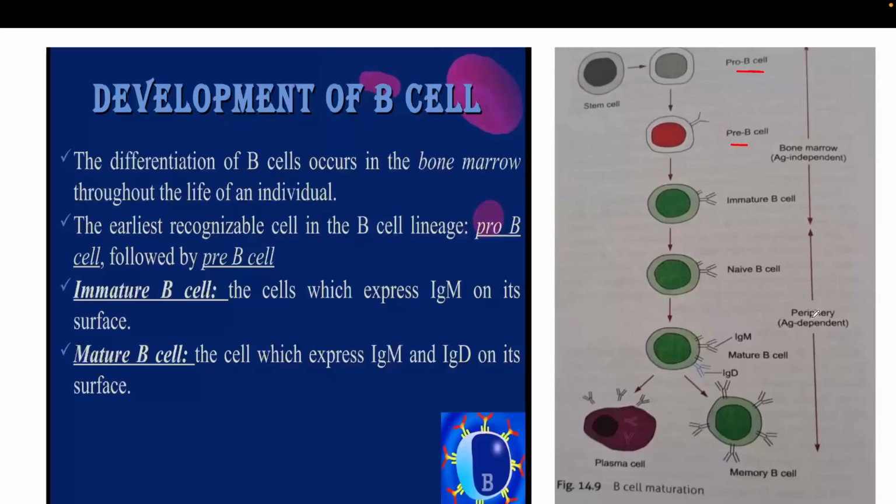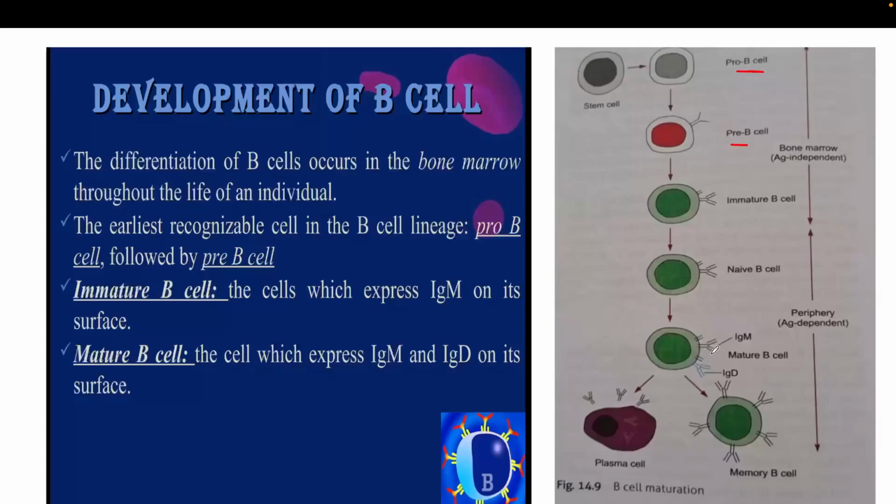After producing the mature B cell, it will move to the periphery, or the secondary lymphoid organ. Till this process it is called the antigen independent process, because here there is no role of the antigen, and it takes place in the bone marrow, which is a primary lymphoid organ. After the generation of the mature B cell, through the bloodstream it will reach the periphery or the secondary lymphoid organ, which is antigen dependent.